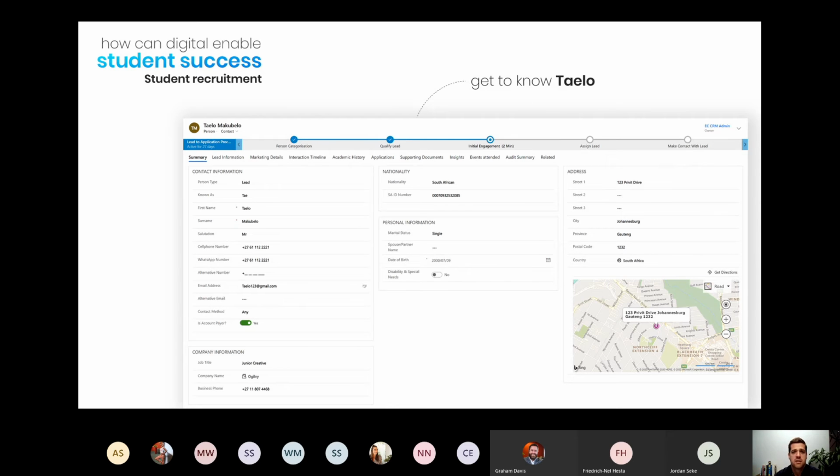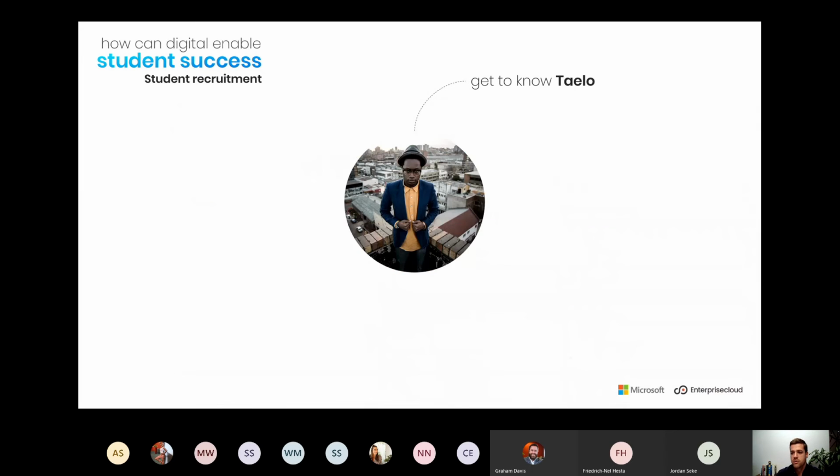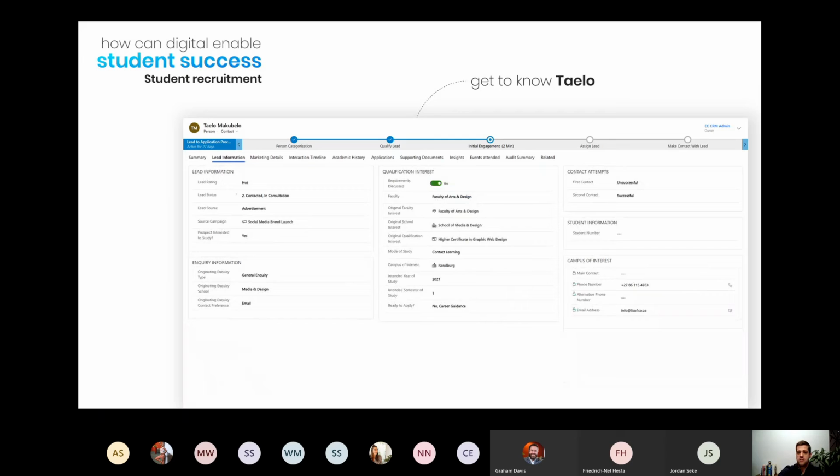And we've got some personal information. We know that he's single. We know when his birthday is. We know that he doesn't have any special needs, which is fine. And we know where he stays. And you can see where he is on the journey with us by just looking at the record. We can also dive in there to understand a little bit more about him.